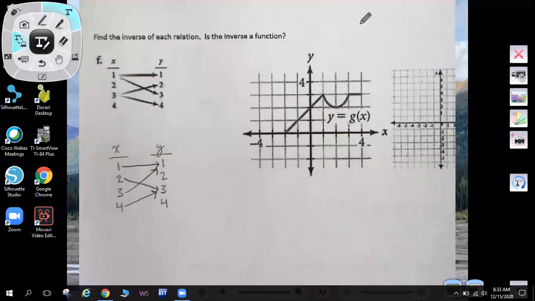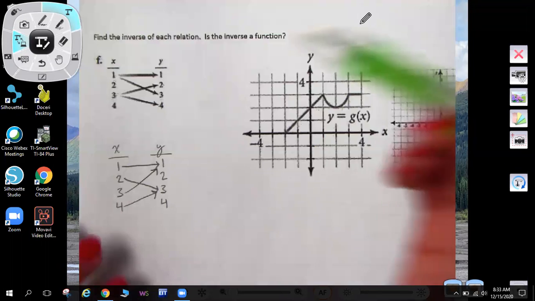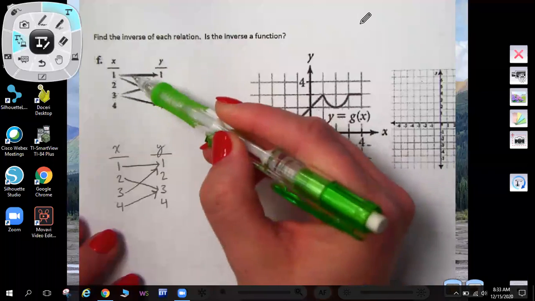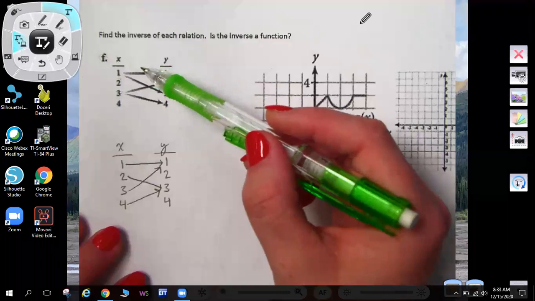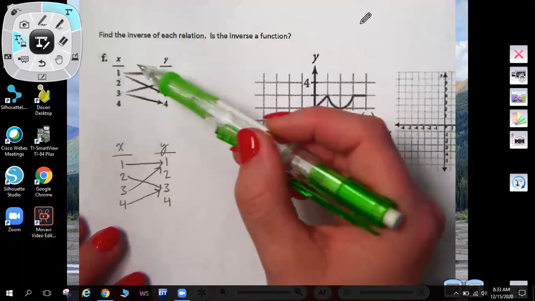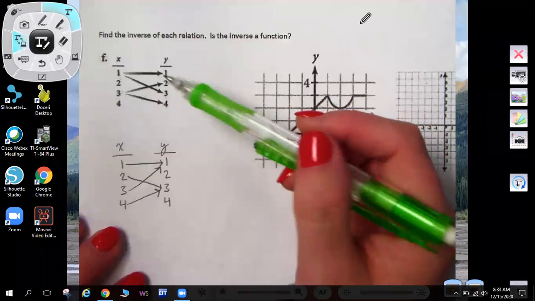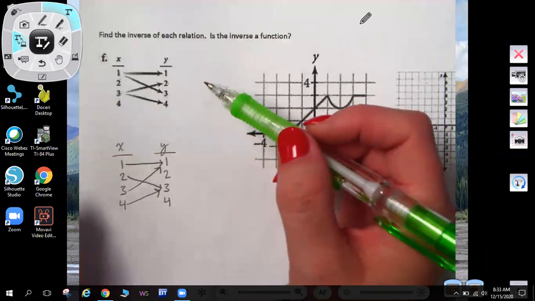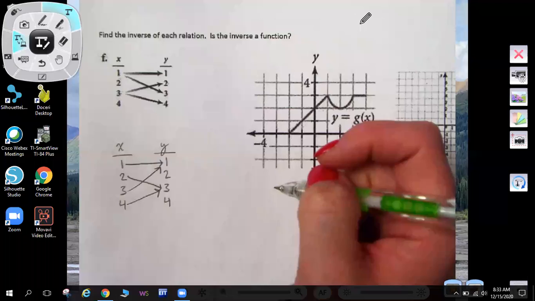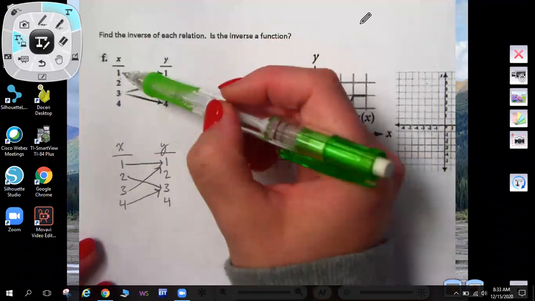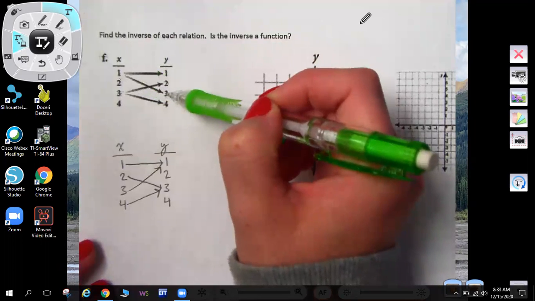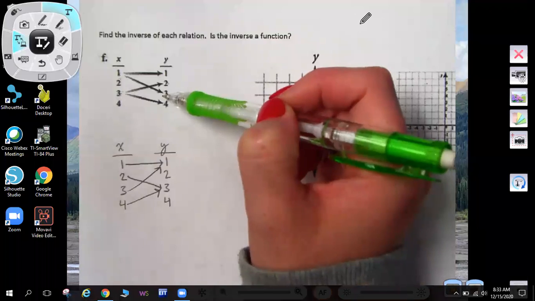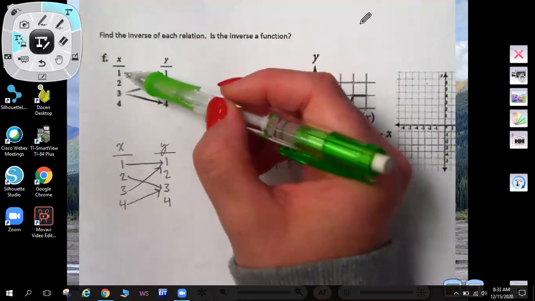The next question is, is the inverse a function? Well, I think it's first going to be easier if we look to see if this relation is a function. In order to be a function, you cannot have an x value that goes to 2 different y values. So if we look at this one, we have an x value of 1 that's going to a y value of 1 and a y value of 3. You cannot have that in a function. There can only be one y value associated with each x.